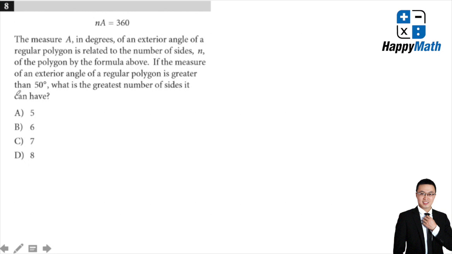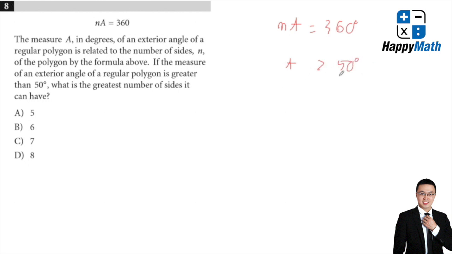The measure A in degrees is the exterior angle of a regular polygon. Regular polygon means the polygon has n sides, all sides equal together. The number of sides n is given by the polygon formula above. Okay, that's fine already. You have to find n, and you know the condition for A is that A will be greater than 15 here.